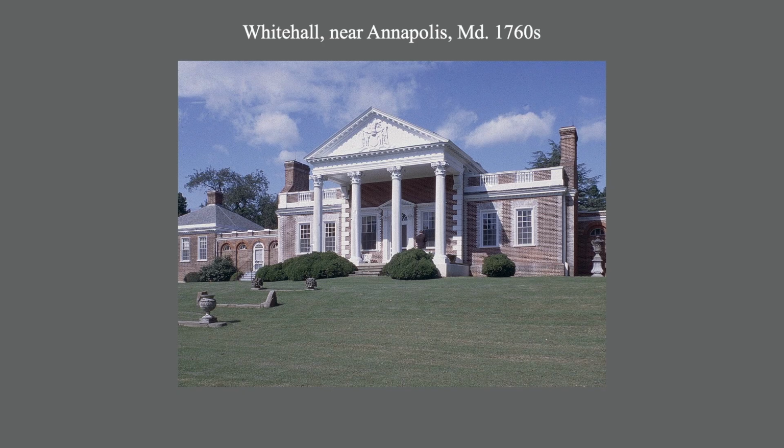What may be the colonial period's earliest example of a regular temple-type portico applied to a dwelling is on Whitehall, built in the 1760s near Annapolis, and attributed to the architect-builder William Buckland.